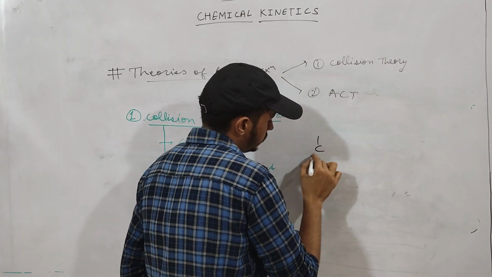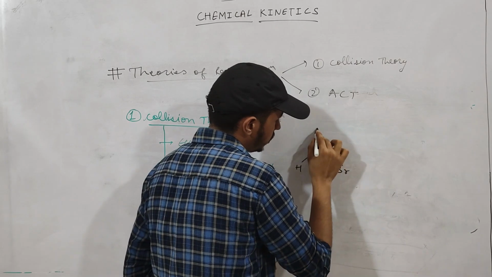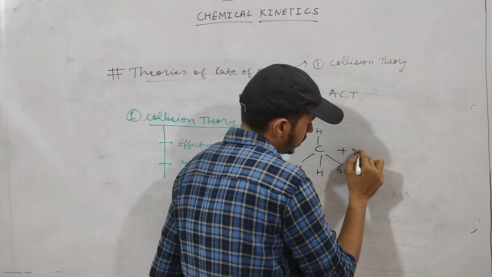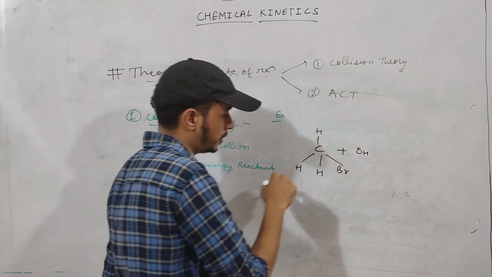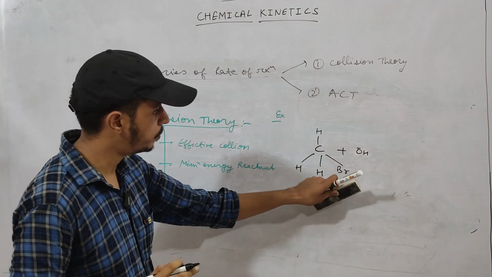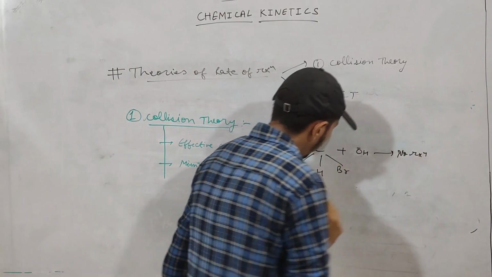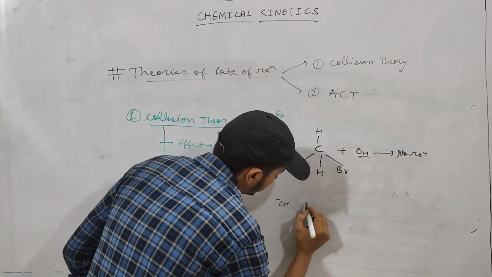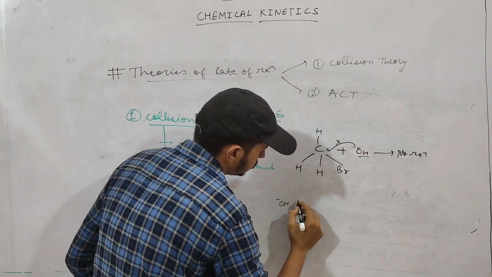This is carbon and its 4 valency is occupied by different atoms. This is bromine, which is a larger size atom. When OH, which is a nucleophile, attacks the carbon, due to the large size of the bromine atom, this reaction will not proceed further. So there will be no reaction. And if OH minus attacks from the other side, no reaction will proceed.